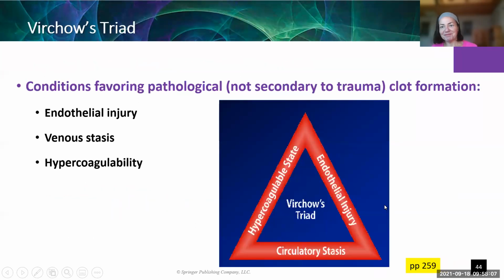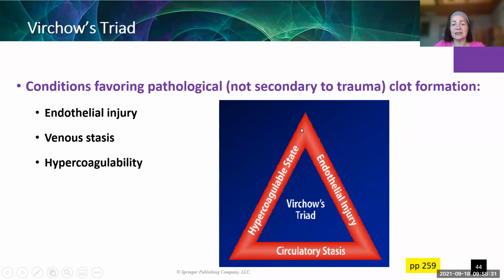Virchow's Triad. These are the conditions that favor pathological clot formation. So we're not talking about the good kind of clotting that you want in case of a trauma. These are the factors that contribute to the formation of clots when we don't need clots to form.